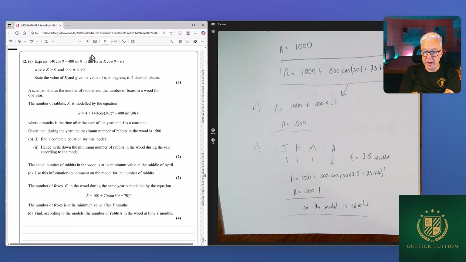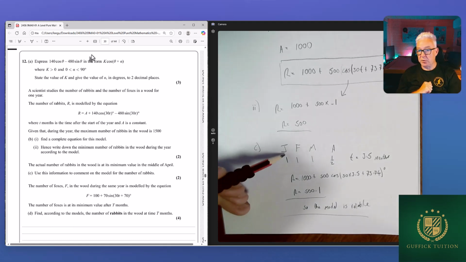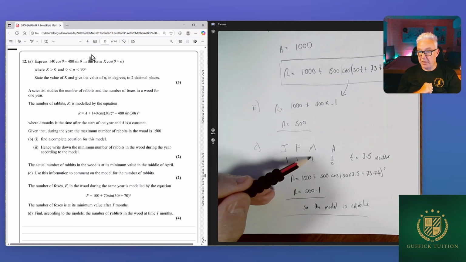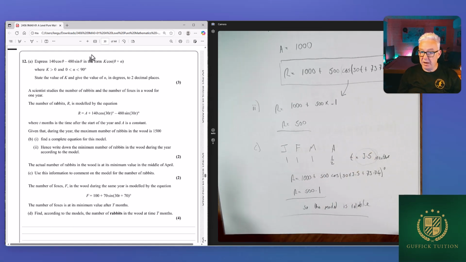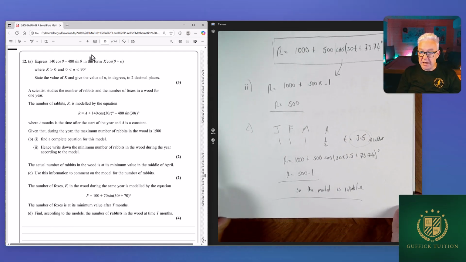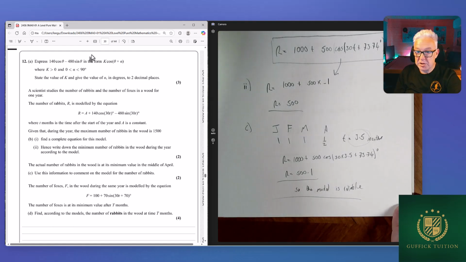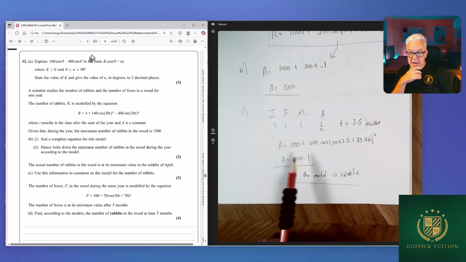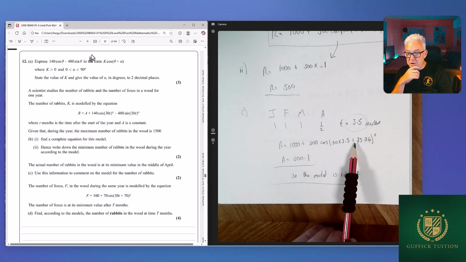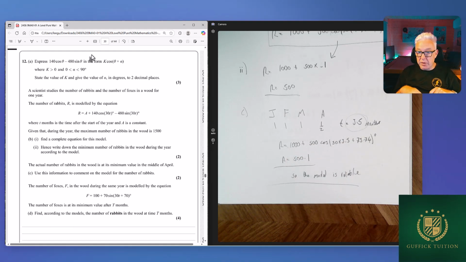So let's have a think about that. Remember that the model is measured in months after the start of the year. If we're in mid-April, we've had all of January, all of February, all of March, and we're halfway through April. We're 3.5 months into the year. So we're going to sub in t as 3.5 into our equation and see what that gives us. When we do, we find that the model predicts 500.1.